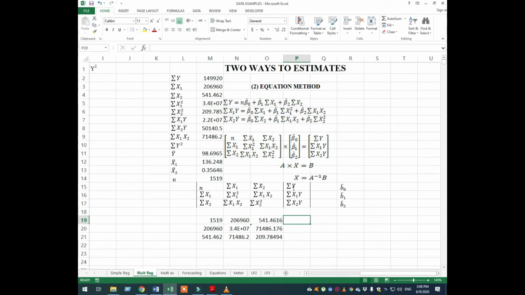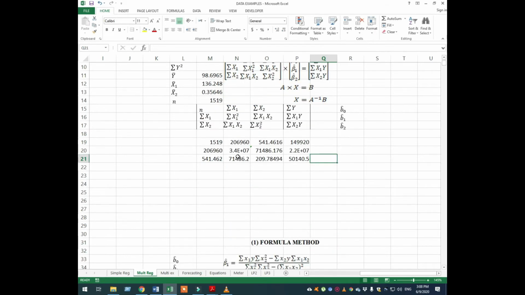The constant column I'll be taking again from the same calculation. Summation of y I'm needing, summation of x1y is taken from here, and summation of x2y would be taken from that cell. So this is all the required calculation I've taken from the summed cells.